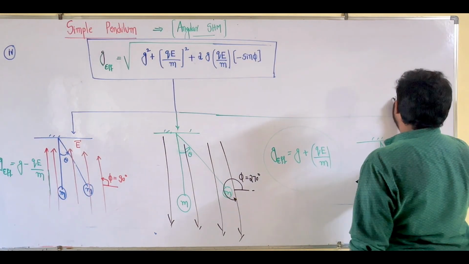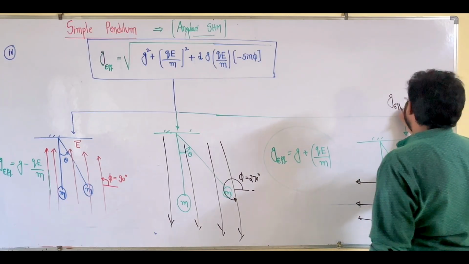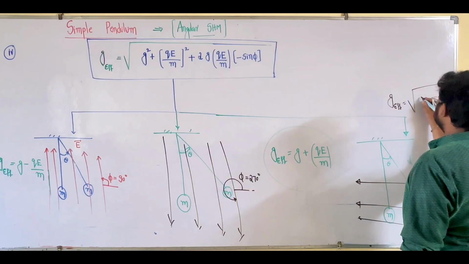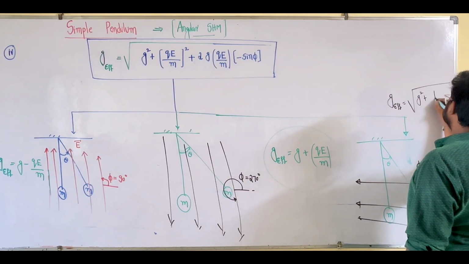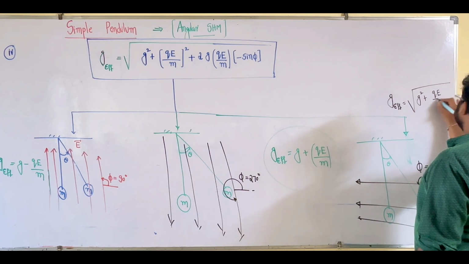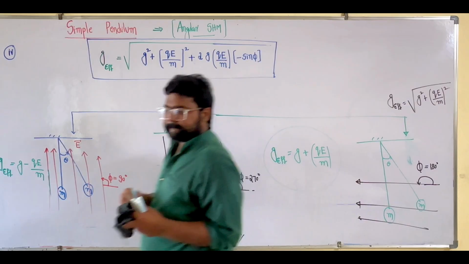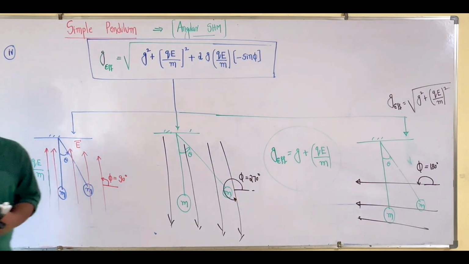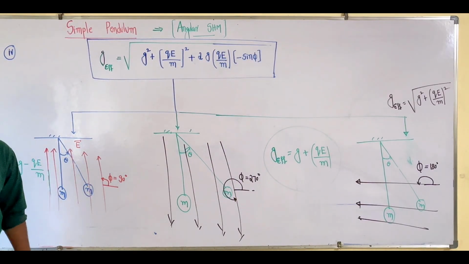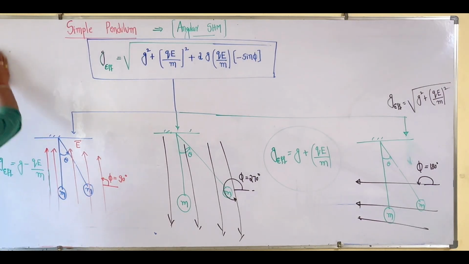What is the g effective in this case? Square root of g square plus (QE by m) whole square. Understood? Completed. This part done.